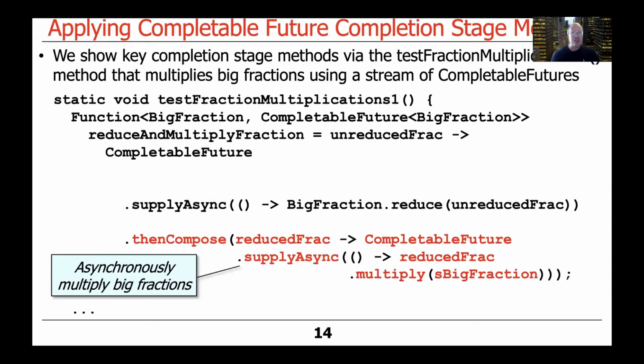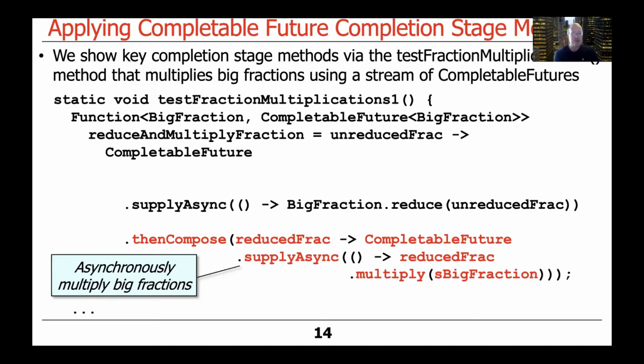And then after the reduction occurs, after we've got a reduced big fraction, we're then going to go ahead and asynchronously multiply that reduced fraction by some big fraction constant. So we have another constant called sBigFraction, which is set somewhere else in the program. Don't have to worry about that right now. And that's going to go ahead and actually do the reduction. I'm sorry, the multiplication on the reduced fraction. And this will also take place asynchronously.